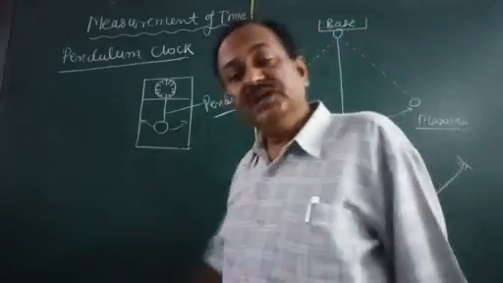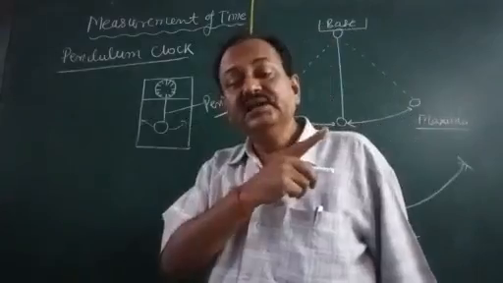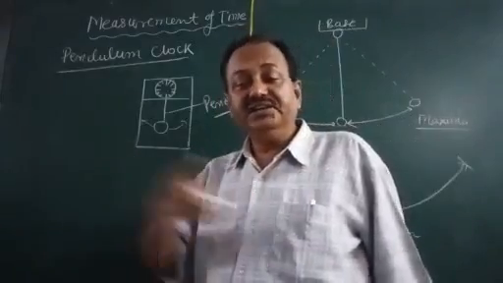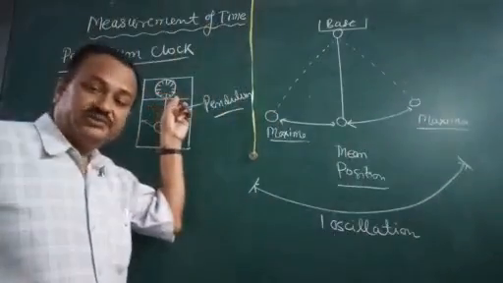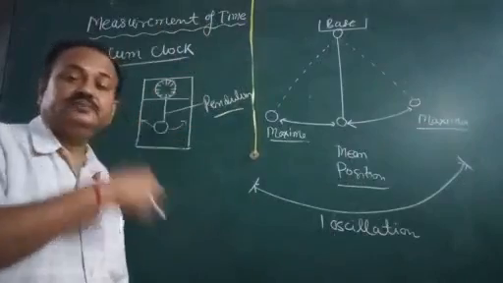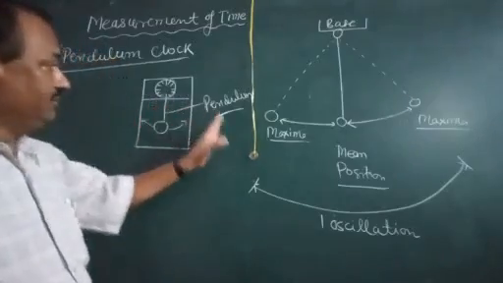So due to the movement of the pendulum to and fro, means from one side to the other side, as a result, the pendulum is connected to this watch, and so the watch keeps on moving and it gives the time. So this is the pendulum.